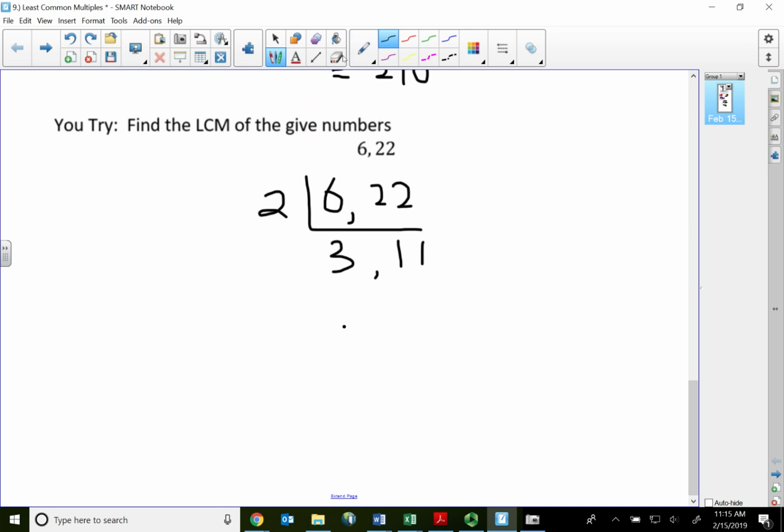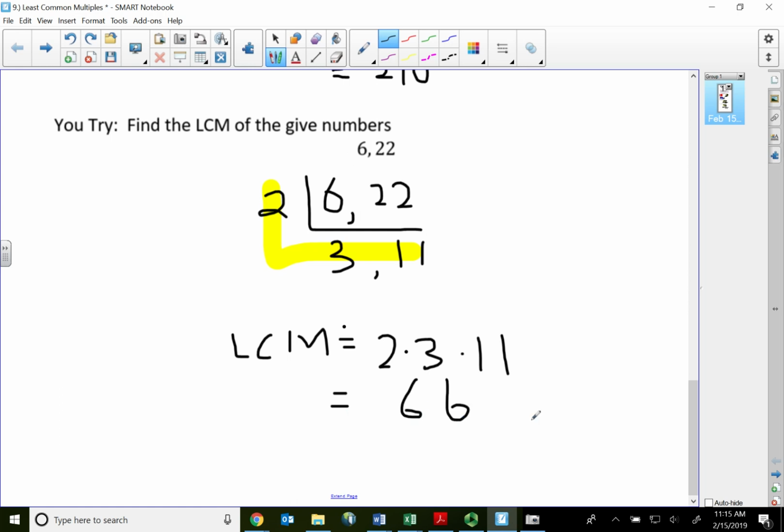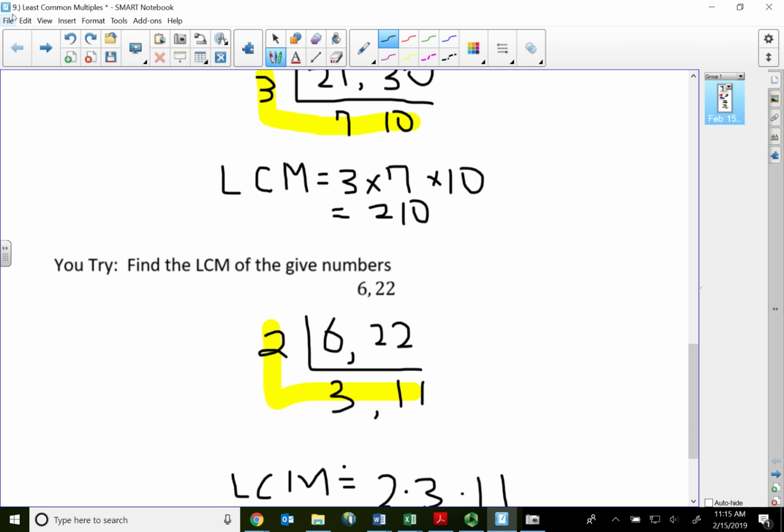All the numbers on the outside multiplied together will be my answer. My least common multiple would just be 2 times 3 times 11, which will be 66. Finding the least common multiple will definitely help us to add or subtract fractions.